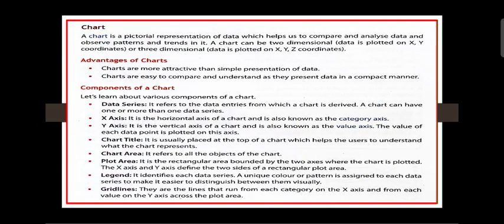So first is chart. What is a chart? Mainly, a chart is a pictorial representation of data. A chart can be two-dimensional or three-dimensional. In a two-dimensional chart, data is plotted on x and y coordinates, and in a three-dimensional chart, data is plotted on x, y, z coordinates. A chart helps us to compare and analyze the data and observe the patterns and trends in it.